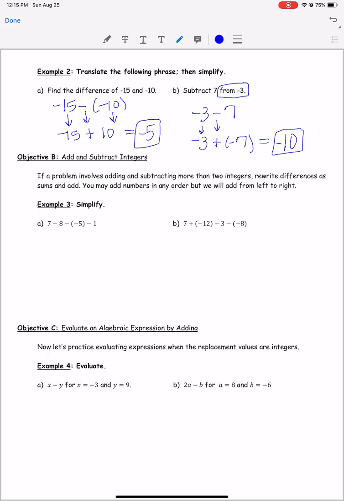Notice on A, all of these here are minus, so that means I'm changing all of these. Because it says right here, if a problem involves adding and subtracting more than 2 integers, rewrite differences as sums and adds. You may add numbers in any order, but we will do it from left to right. So use your same rules. This 7 is your first one. This is what you're keeping. Now you're changing subtraction to addition, changing this +8 to a -8.